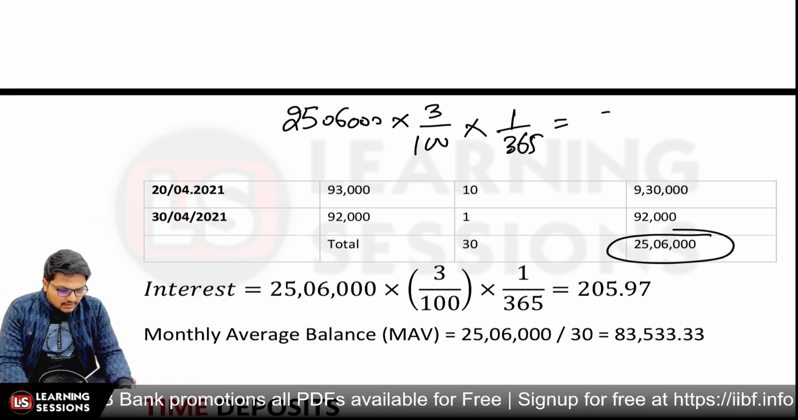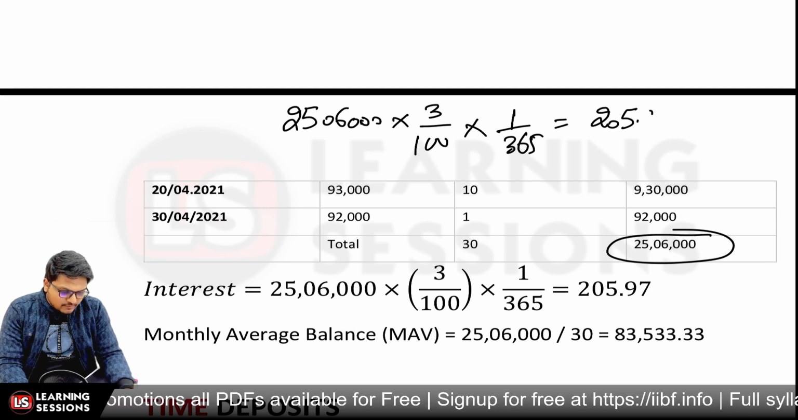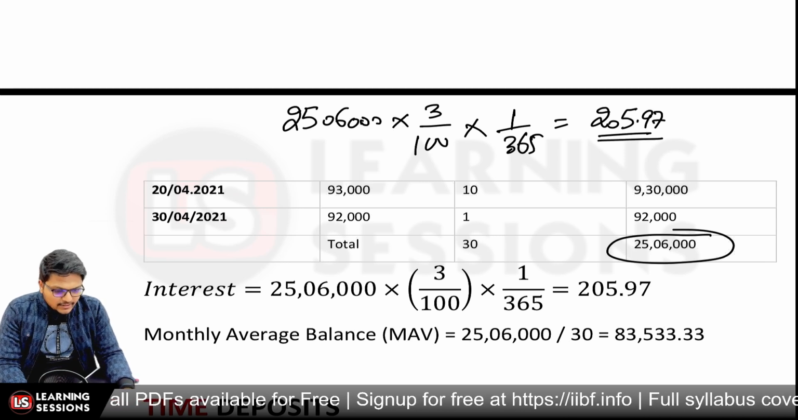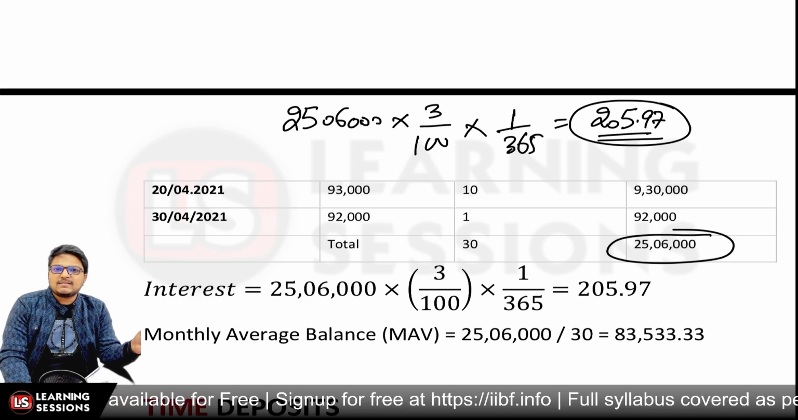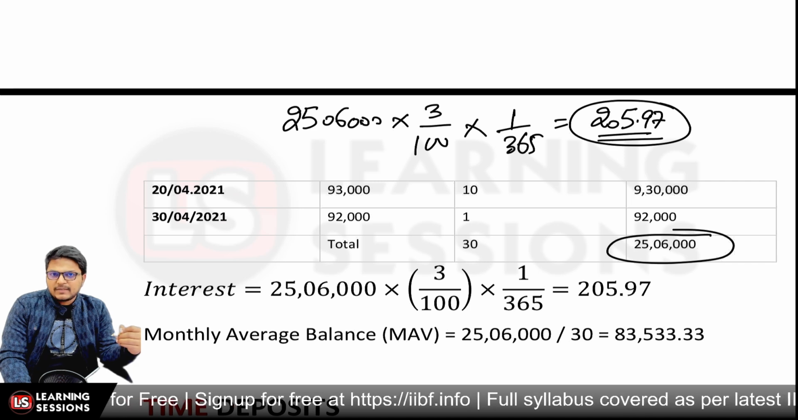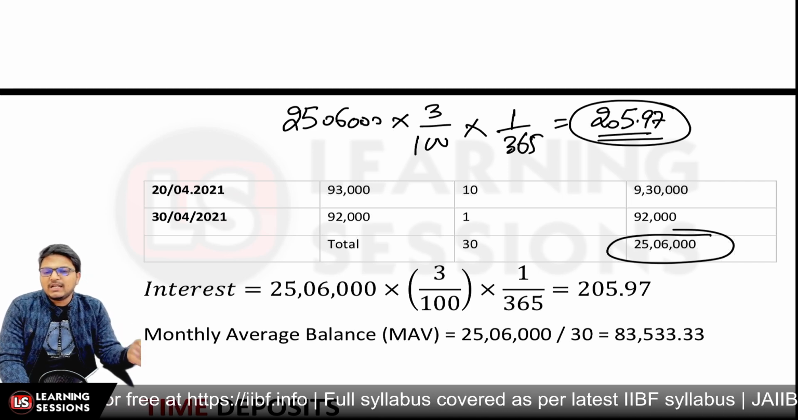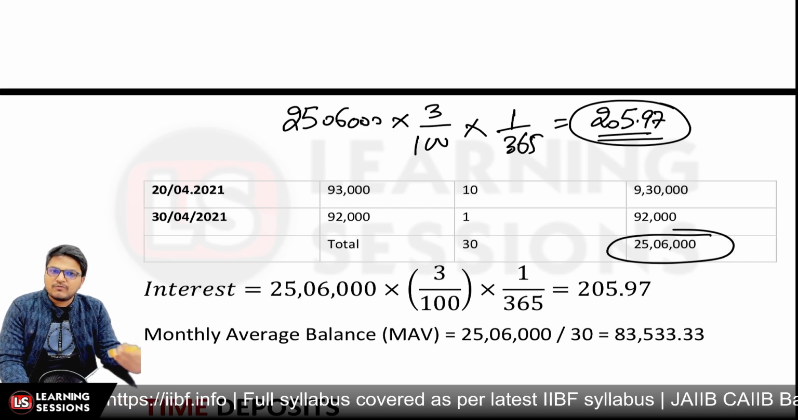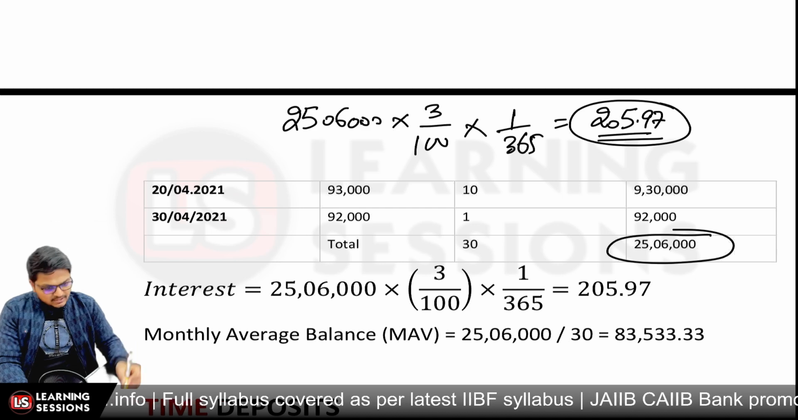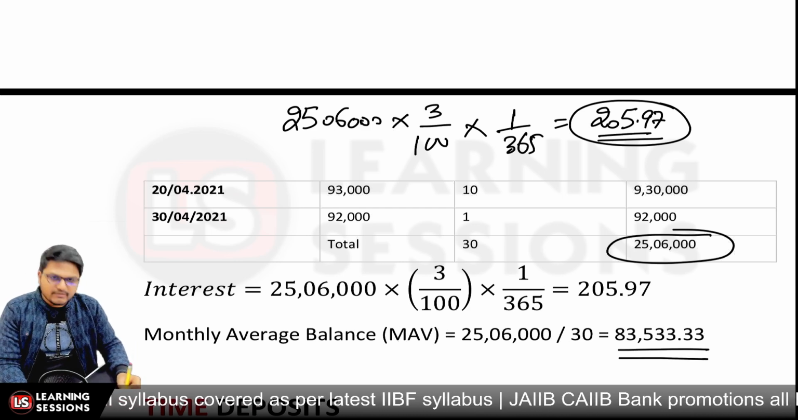We calculated the total interest amount, and it calculated to be 205.97. Similarly, the monthly average balance can be calculated. That will be 25,06,000 divided by the number of days, that is 30. So the monthly average balance was 83,533.